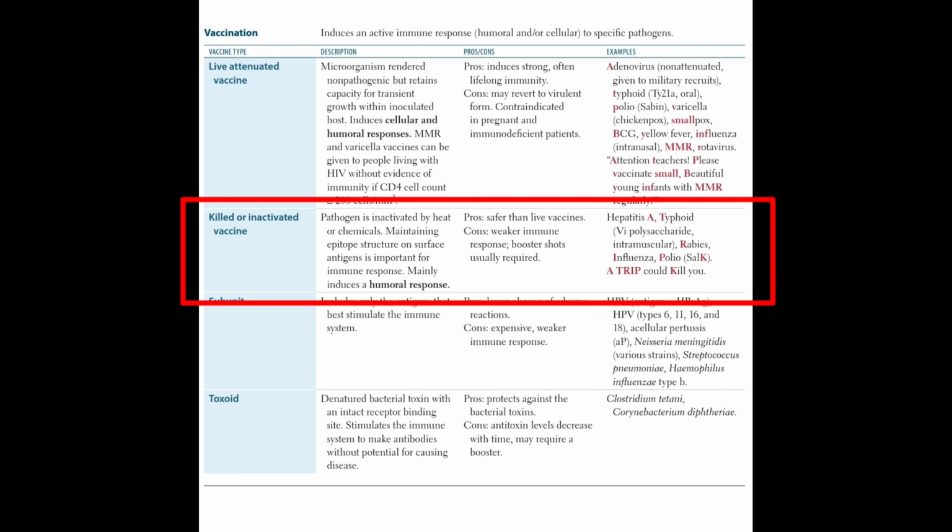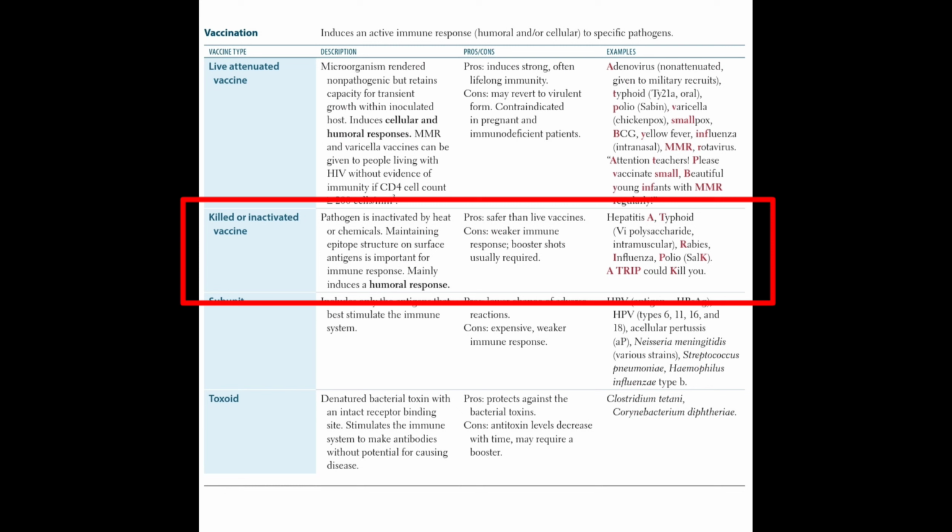Now let us move towards the killed or inactivated vaccine. In the killed or inactivated vaccine, the pathogen is inactivated by heat or chemicals. So it maintains its epitope structure on the surface of the antigen, which is important for the immune response. So it mainly induces the humoral response. So it is a B cell mediated immune response.